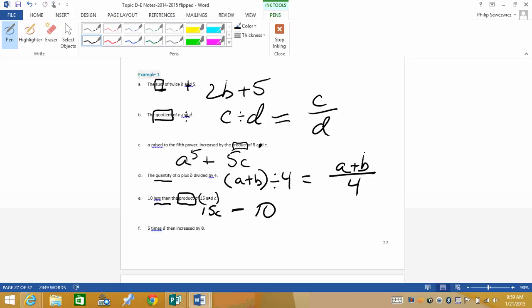So 15c minus 10. If we wrap it in parentheses, again, product, you're not going to see that very often simply because of your order of operations. You're going to do your multiplication first. So we do have to be aware of it, but we're not going to see a lot of it at this level right now.